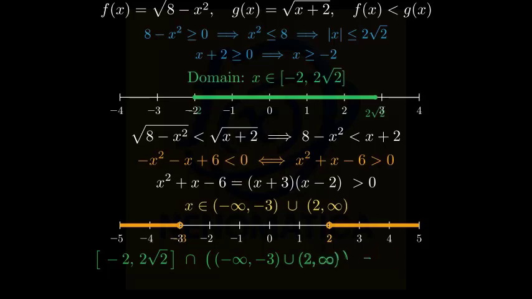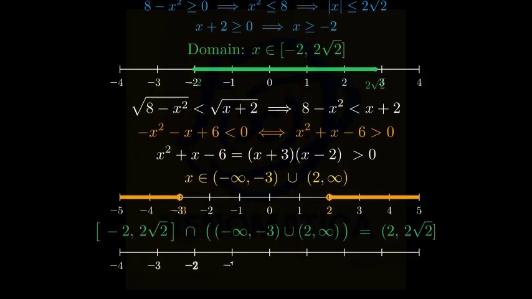Step 4. Intersect the quadratic solution with the domain. The domain is from negative 2 to 2 root 2, closed. Intersecting with the set outside the roots leaves the interval from 2 to 2 root 2. The right end 2 root 2 is included because the inequality still holds there.